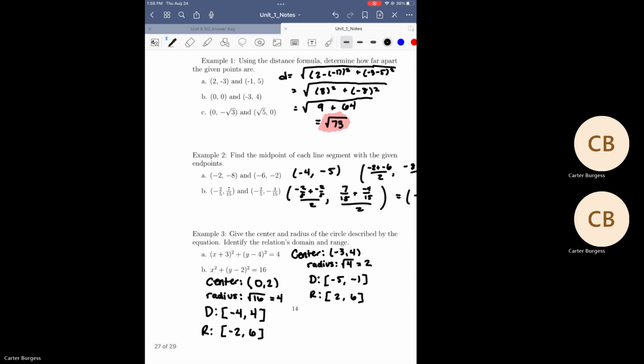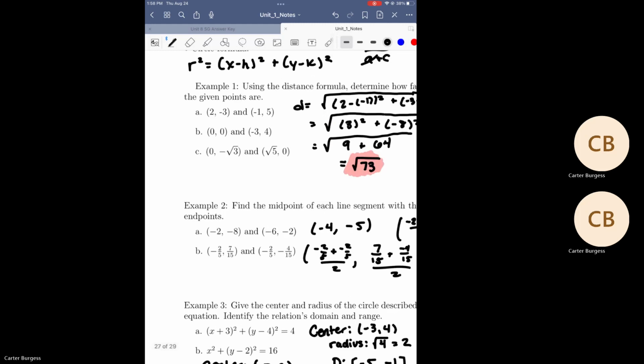All right, questions here with distance formula, with circles, midpoint. Yeah, Dylan. 1C. Yeah. So we could take a look at this.